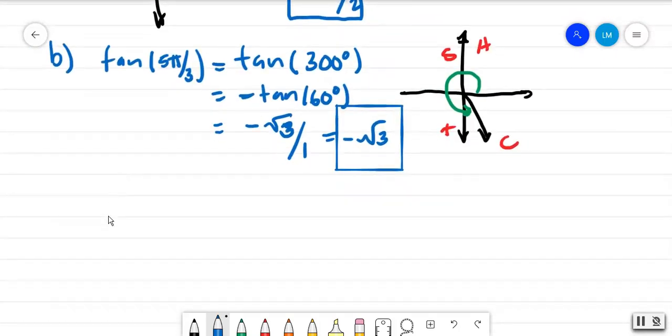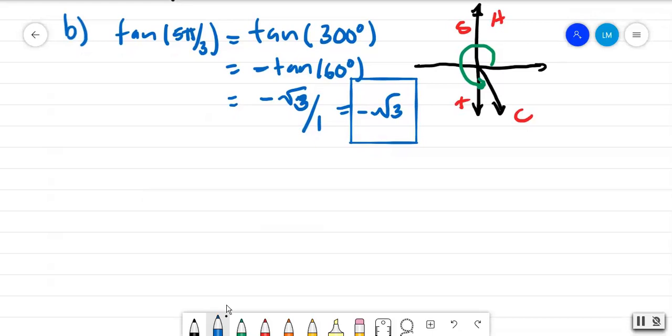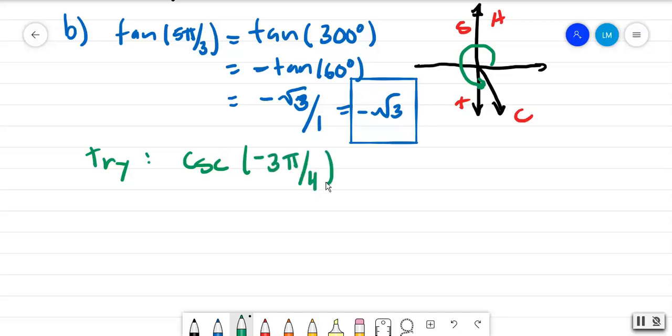Now, most definitely you should try more on your own. So I'll just say that you should try cosecant of negative 3 pi over 4. Okay, so try to look at that and see what you get.